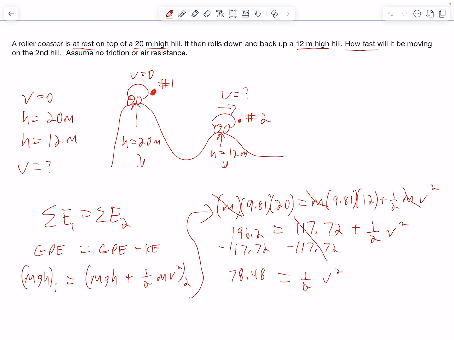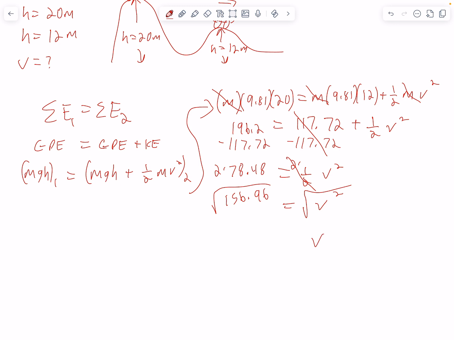I'm going to keep trying to isolate that v. So I'm going to multiply both sides times 2. That will get rid of the half. So I'll get a v squared on this side. And I get 2 times 78.48, which is 156.96. And then the final step would be to take the square root, and I get v equals 12.53 meters per second.